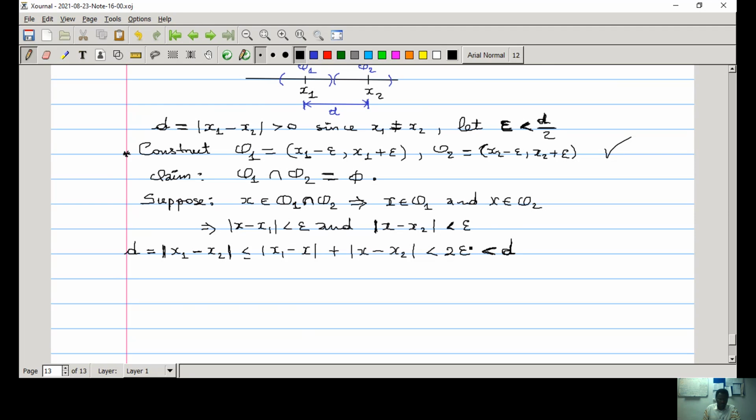Do you see something? I hope you are not puzzled. I'm saying that d is less than d. We started with d here, and we reached d is less than d. Contradiction, this is impossible. So the assumption is wrong, so x cannot be there. In other words, the intersection is empty.